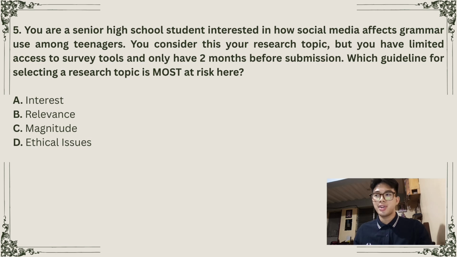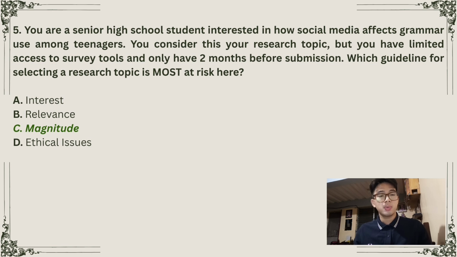If your answer is letter C, magnitude, then you are correct. Now, magnitude refers to whether the topic is manageable within your time and resources. Since you lack tools and time, the topic might not be feasible right now, but it's still relevant and interesting. Now, what about the other options? Letter A, interest. It is still present there, you're still passionate about it, but the thing is you don't have enough time and resources. Letter B, relevance. Yes, it's still a valid topic or issue to discuss in your research. And letter D, ethical issues, might exist in every study but aren't the core problem here.